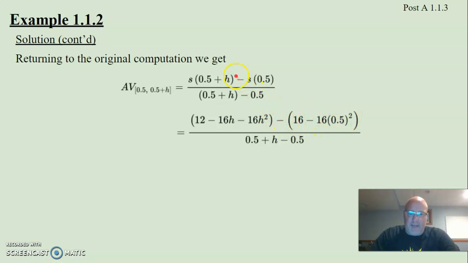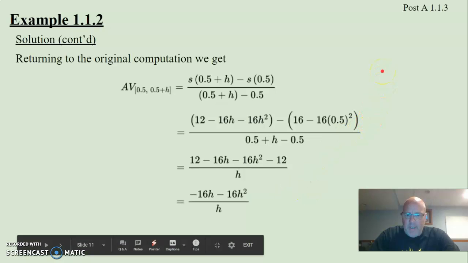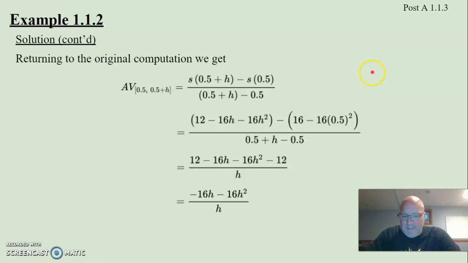Notice this negative sign and this negative sign here, and I'm subtracting this entire quantity. This is just going to be some value, which we're going to figure out in a second. So now that gives me 12 minus 16h minus 16h squared minus 12. That's what this value works out to be, 12. I have my h in the denominator, which we know where that has now come from. And so this simplifies to negative 16h minus 16h squared over h. And that's looking pretty good right now. But there's a little bit more we can do with this.